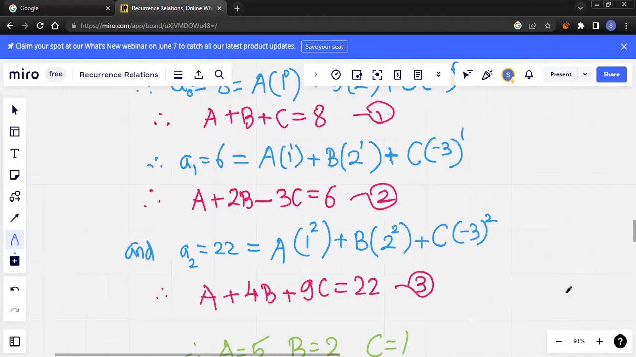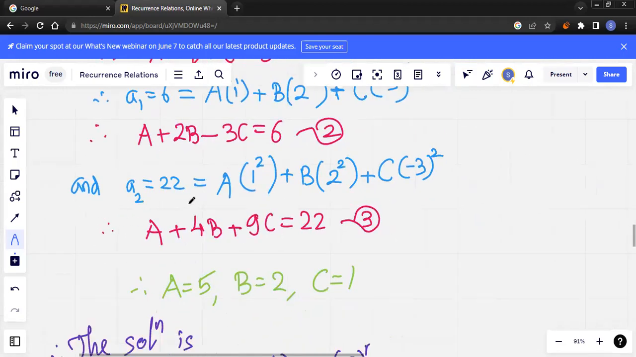Let us go with the third condition, that is a2 equal to 22. So here I have a into 1 square plus b into 2 square plus c into minus 3 square, thereby a + 4b, and minus 3 whole square is again plus, so it is + 9c = 22.